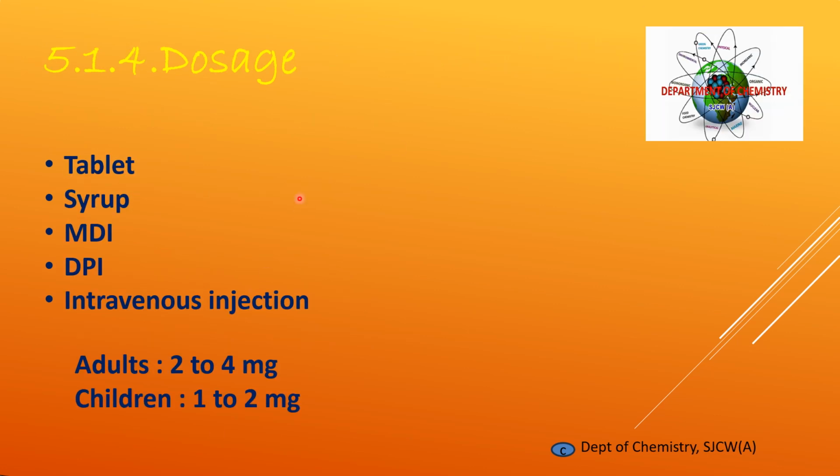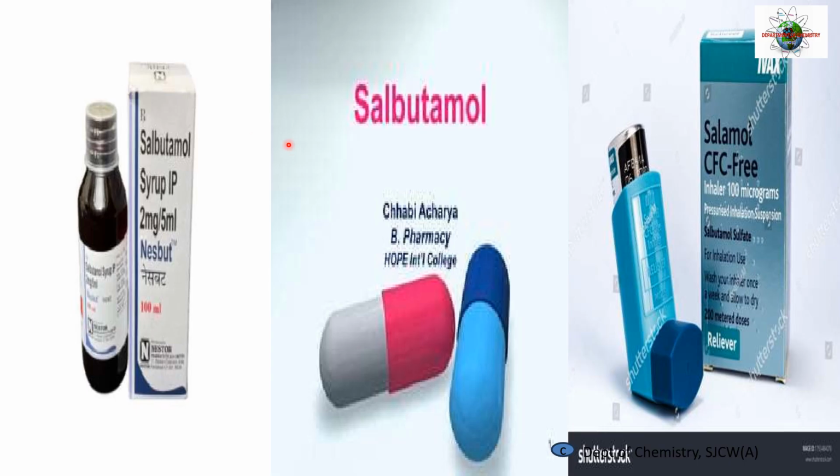Next, we will look into the doses of salbutamol. Salbutamol is available as tablets, syrup or inhalers, or you can take it through intravenous injections. There are two types of inhalers: MDI, the full form of which is metered dose inhaler, and DPI, dry powder inhaler. Adults can take 2 to 4 mg per day. Children can take 1 to 2 mg per day. This is the information about the doses of salbutamol. Here there are some pictures of salbutamol available as syrups, tablets, and inhalers. It is the information regarding salbutamol.